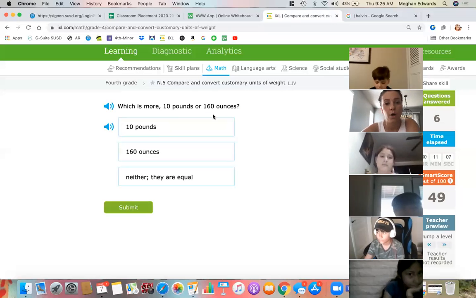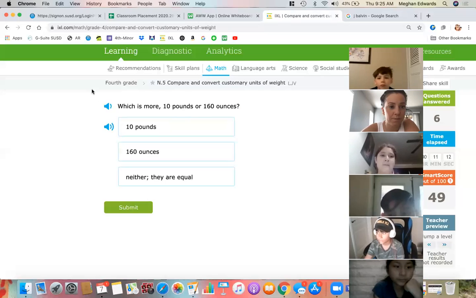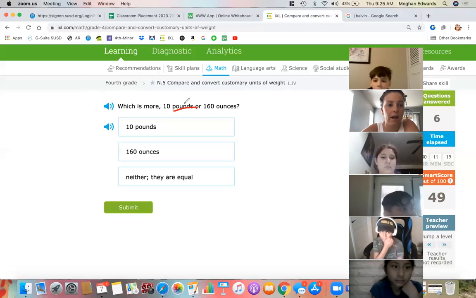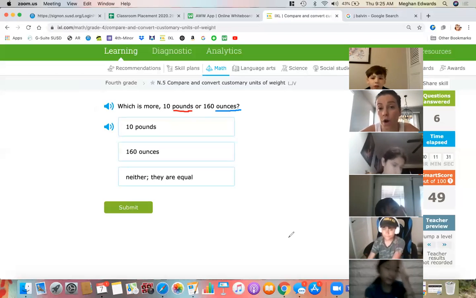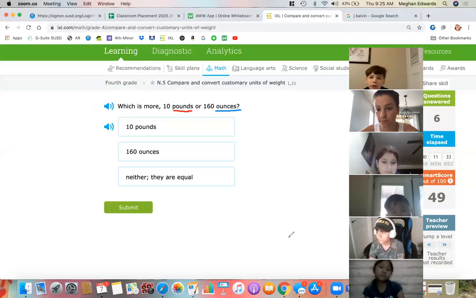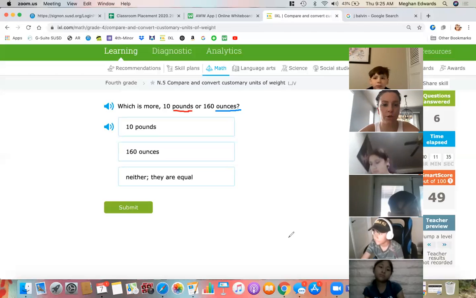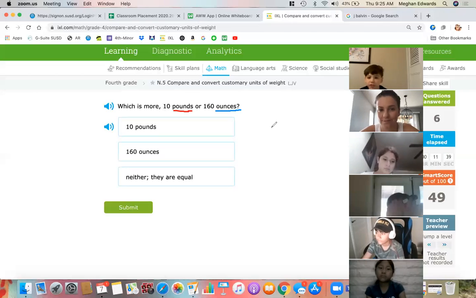So last one. I see that we have 10 pounds, and then we also have 160 ounces. So Noah, which one do you think is greater, 10 pounds or 160 ounces? Or are they equal to each other? They're equal. And why are they equal to each other? Because 10 times 16 is 160.